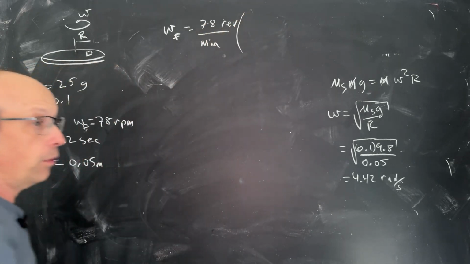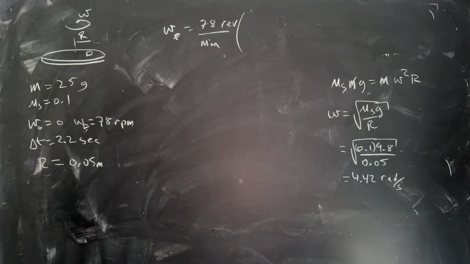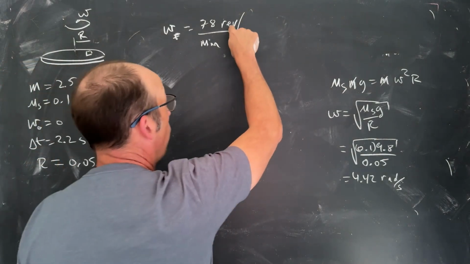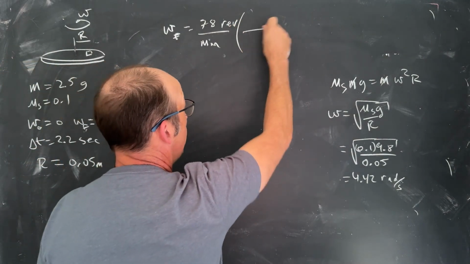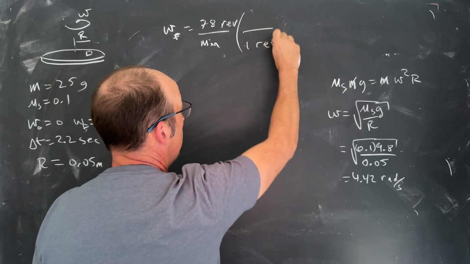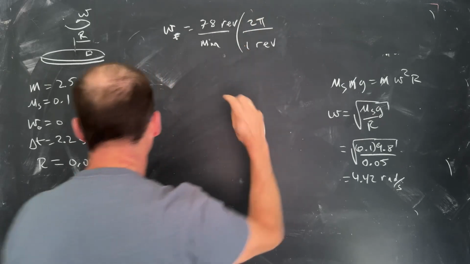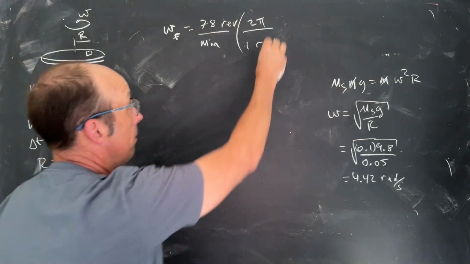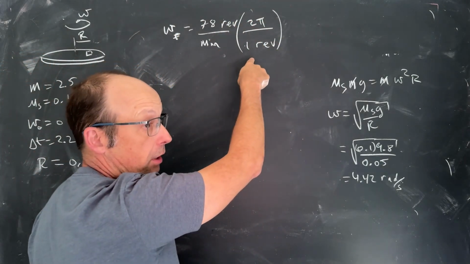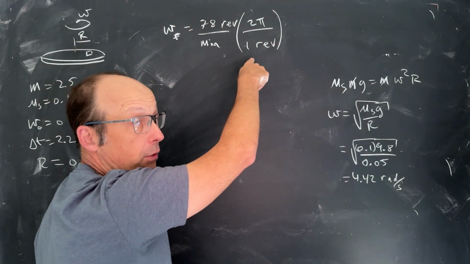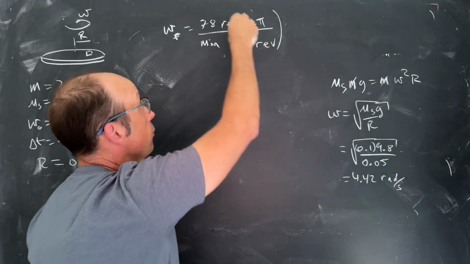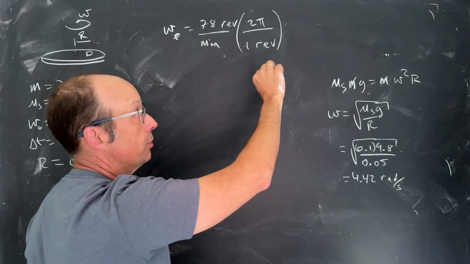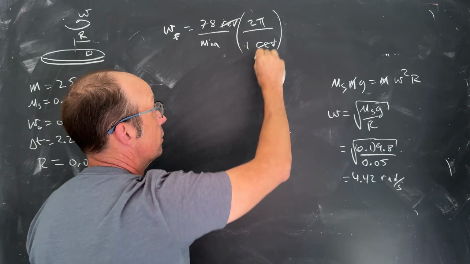So the first thing I want to do is convert revolutions into radians. I know that 1 revolution, so I'm going to put that on the bottom, is equal to 2 pi radians, right? Once around the circle is 2 pi radians. If I multiply by 2 pi over 1 revolution, that's the number 1. It's a fraction equal to 1 because these two are the same thing. So I'm not changing my value, I'm just changing the units, and the revolutions cancel.